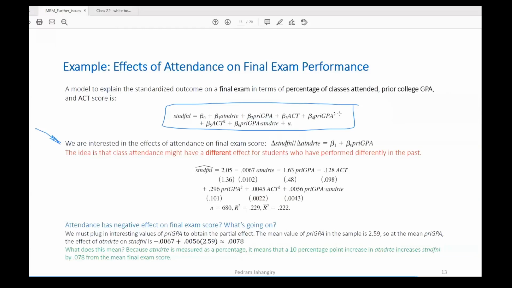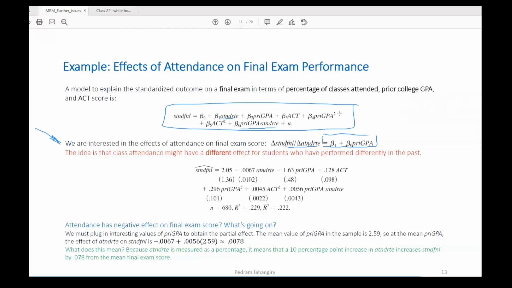Okay, so we are interested in the effect of attendance on final exam score. So here we are interested in the effect of attendance on final exam score, not the GPA. Again, you can think of it differently. So how do I do that? How do I quantify that? I take the derivative with respect to attendance rate. And if I take the derivative with respect to attendance, I have beta 1 and I have beta 6 multiplied by GPA. So this is my derivative.